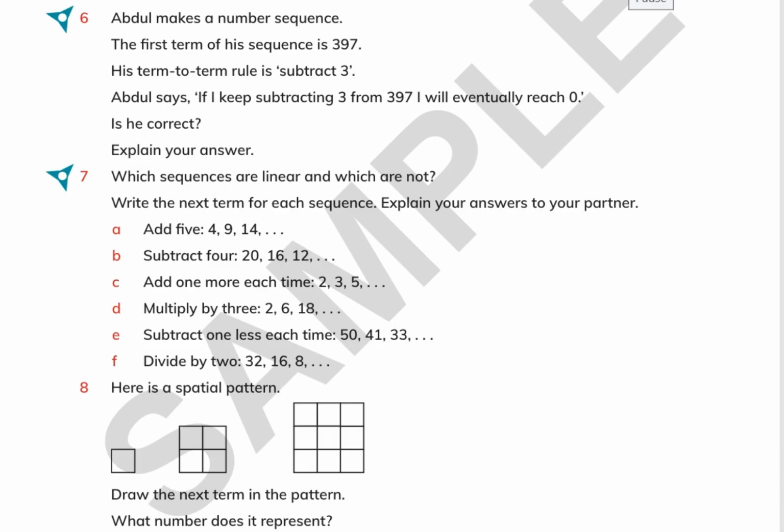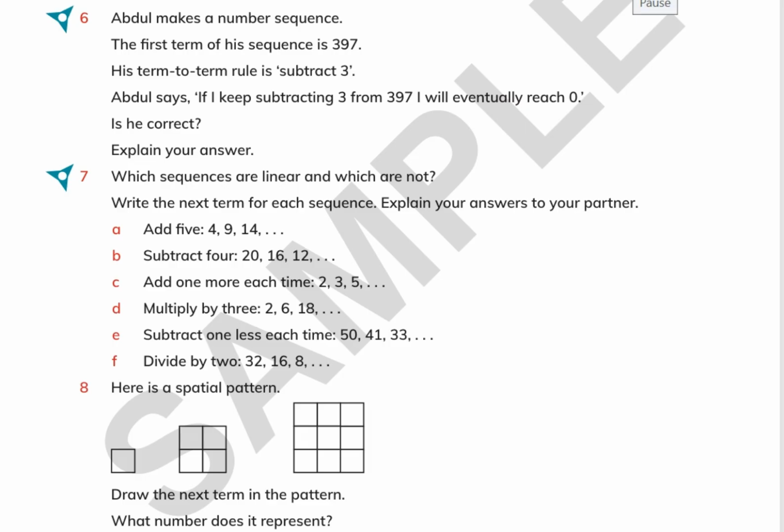So without any further delay, let's start with question number 6. Question number 6: Abdul makes a number sequence. The first term of his sequence is 397. His term-to-term rule is subtract 3. Abdul says, "If I keep subtracting 3 from 397, I will eventually reach 0." Is he correct? We have to tell whether he is correct or not, and we also have to give the explanation of our answer.